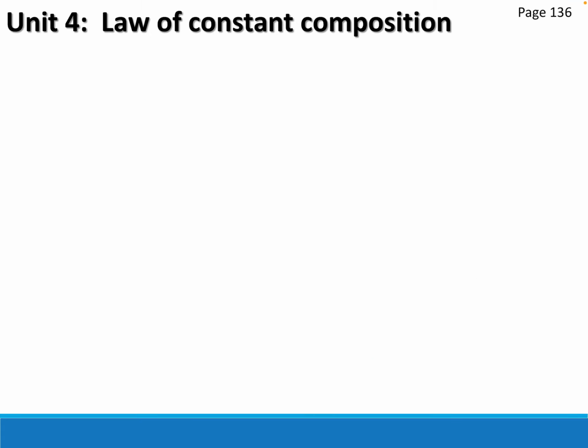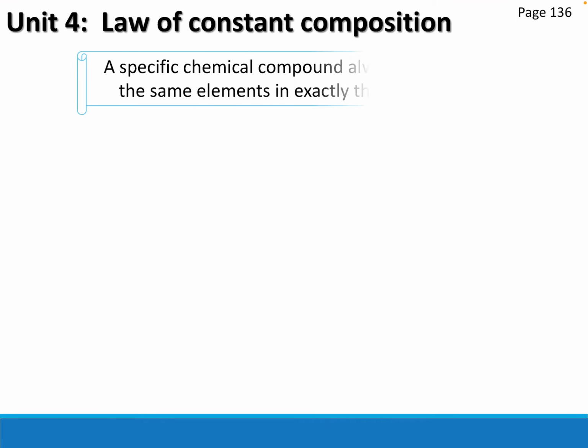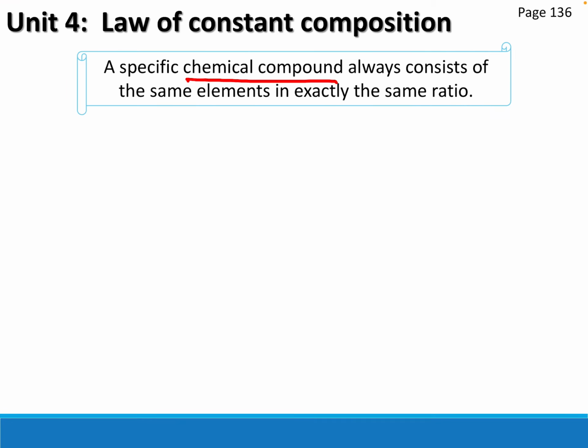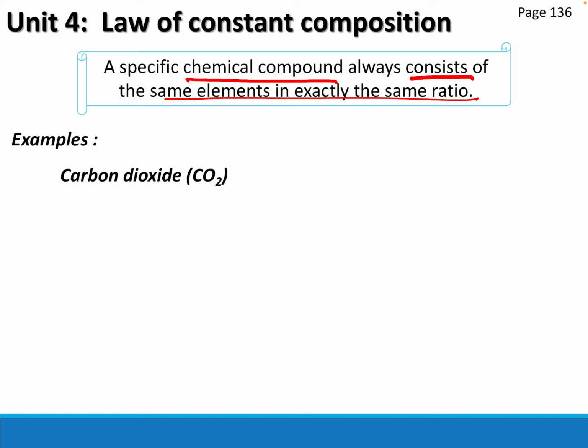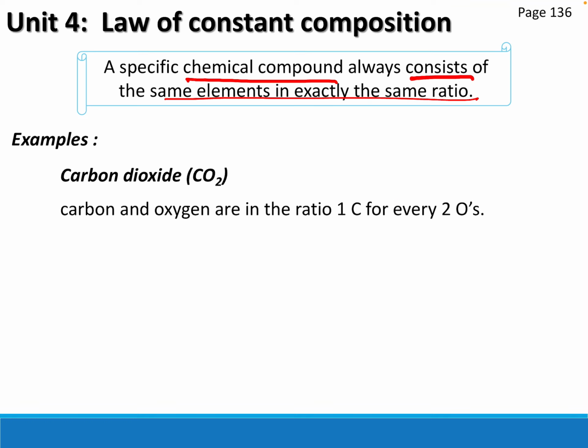Let's now move on to the law of constant composition. You have done this. This just looks a little different. It says a specific chemical compound always consists of the same elements in exactly the same ratio. Writing formulae can only be done in a certain way. So for example, carbon dioxide is always 1 carbon for every 2 oxygens. If it's not that, then it's something else.